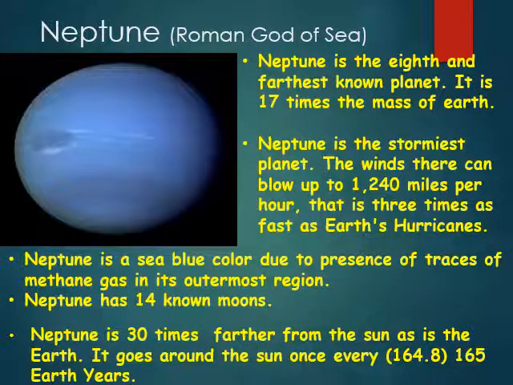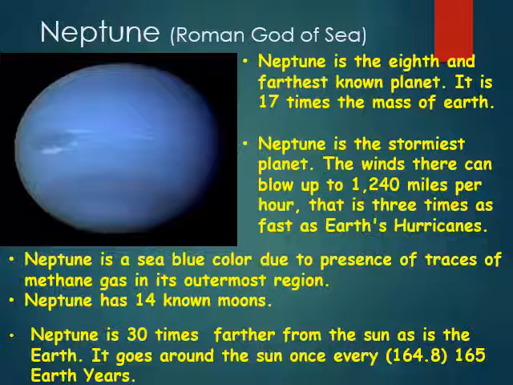Neptune, the name derived from the Roman god of sea. Neptune is the eighth and farthest known planet. It is 17 times the mass of Earth. Neptune is the stormiest planet. The wind there blows up to 1240 miles per hour. That is 3 times as fast as Earth hurricanes.